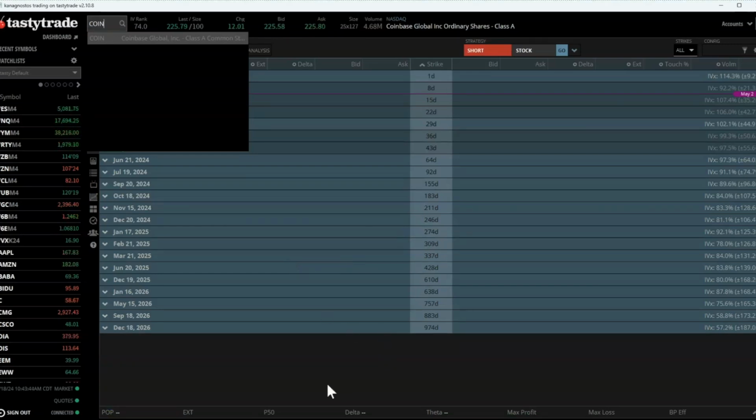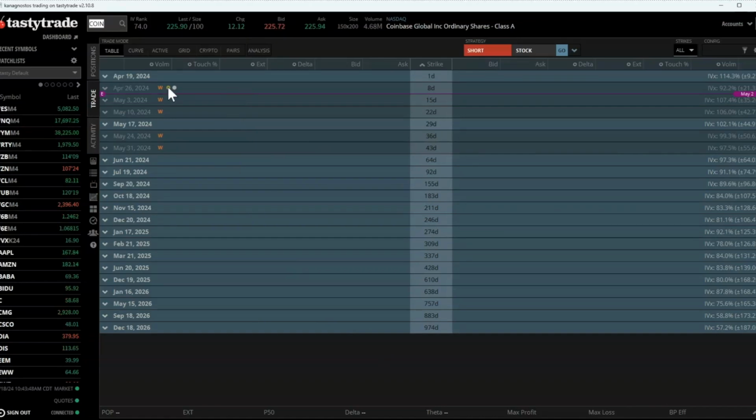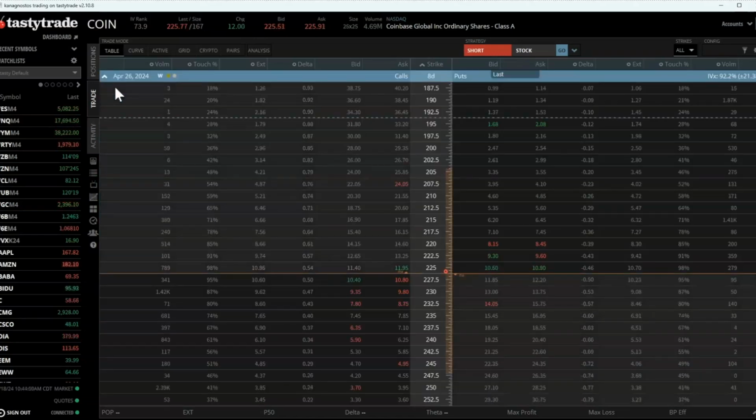Since we have earnings on May 2nd, we are going to use the April 26th expiration cycle with 8 days to go. You can see the earnings date represented here by this purple ribbon on the platform. So let's open up that April 26th expiration cycle. Now do note that IV rank is high at 73.9, so that suggests a short premium strategy which will benefit from a contraction in implied volatility.